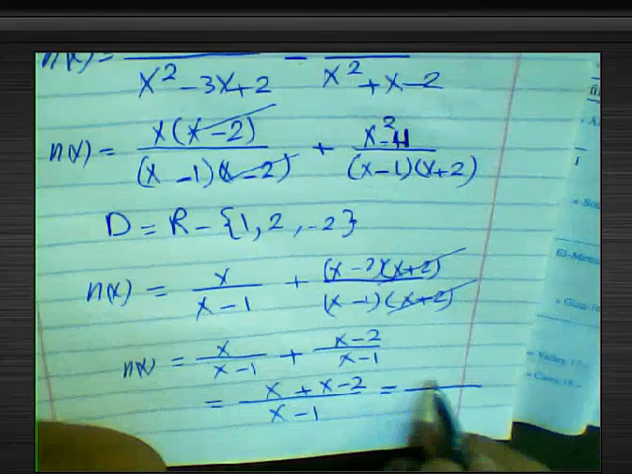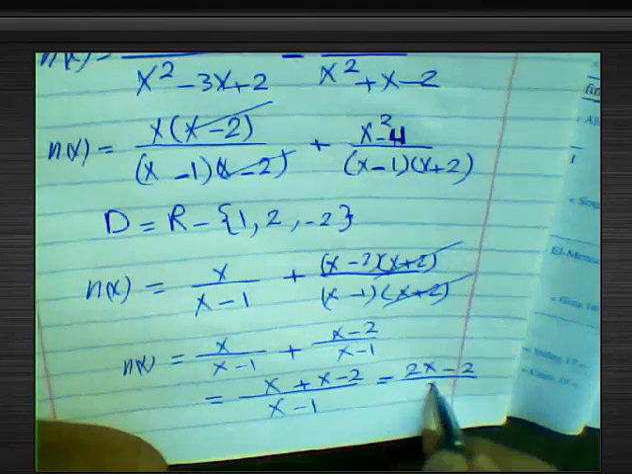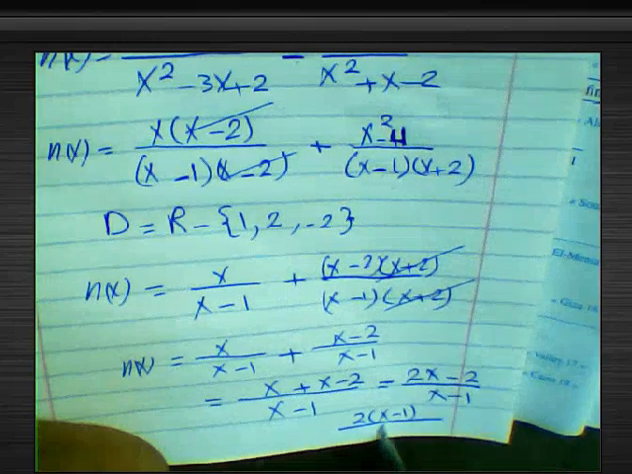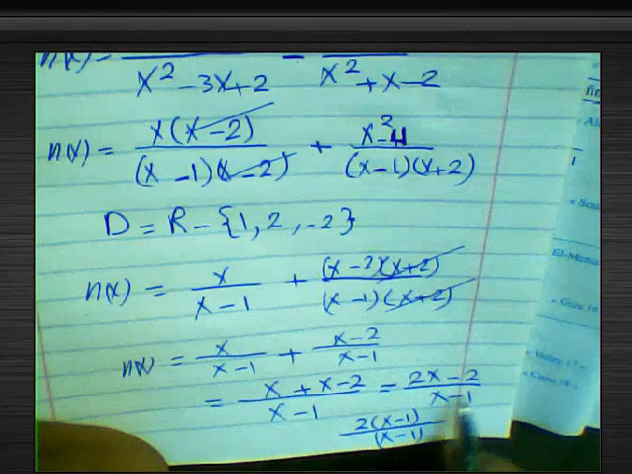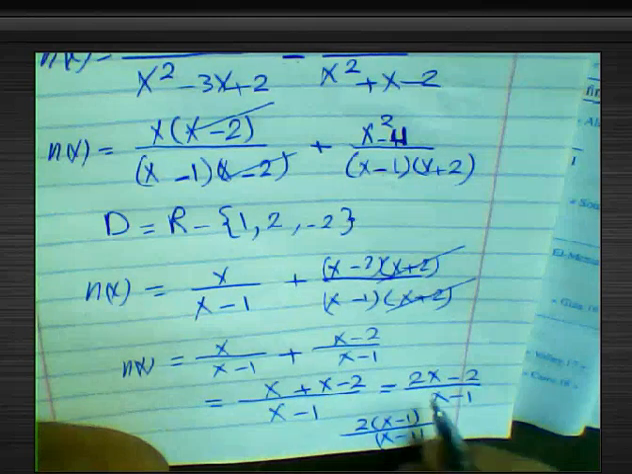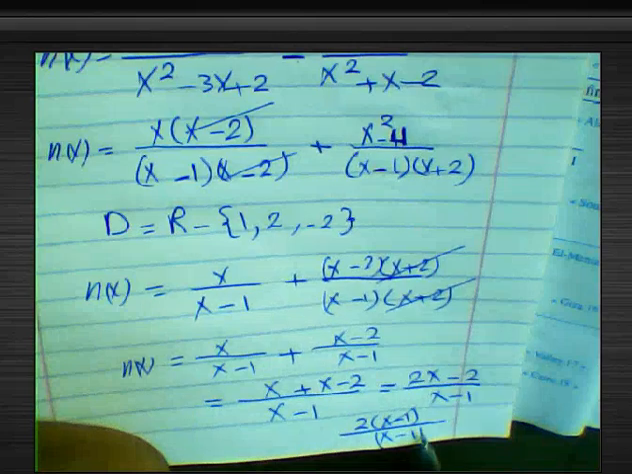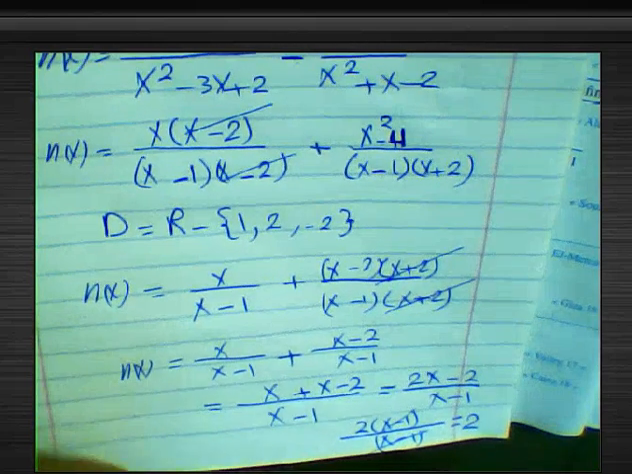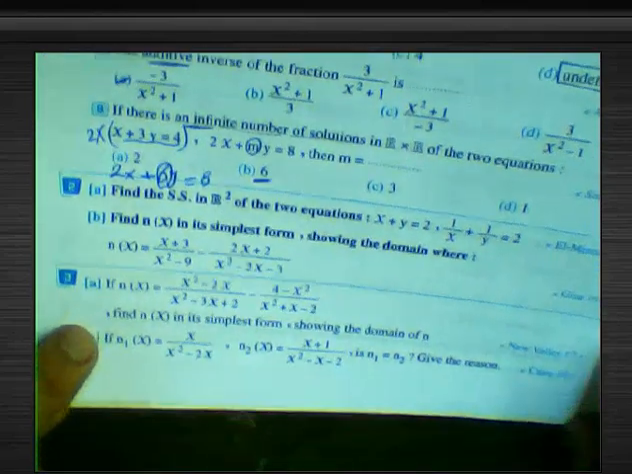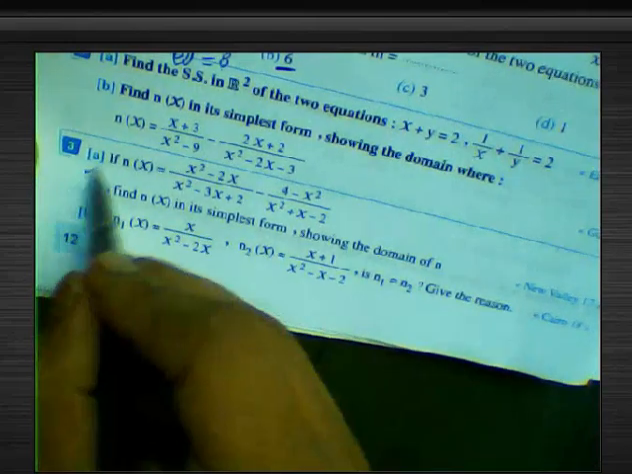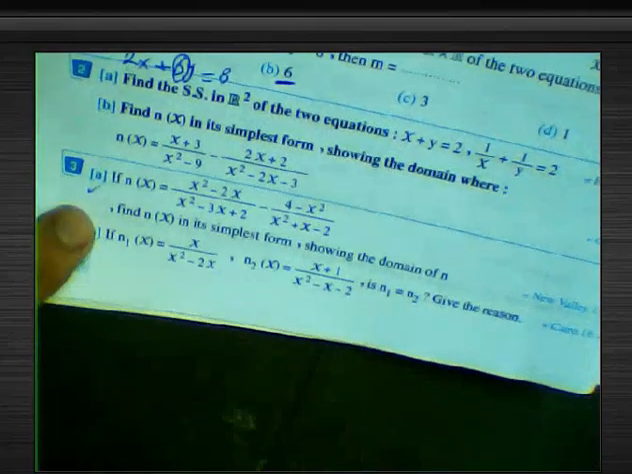And x plus x equals 2x, subtract 2 over x subtract 1. The result will be 2 multiply x subtract 1 over x subtract 1, because we take 2 outside as a common factor between the two terms. x subtract 1 divided by x subtract 1 equals 1, 1 times 2 equals 2, so the result will be 2. Find n of x in simplest form showing the domain. Okay, we solved this question.